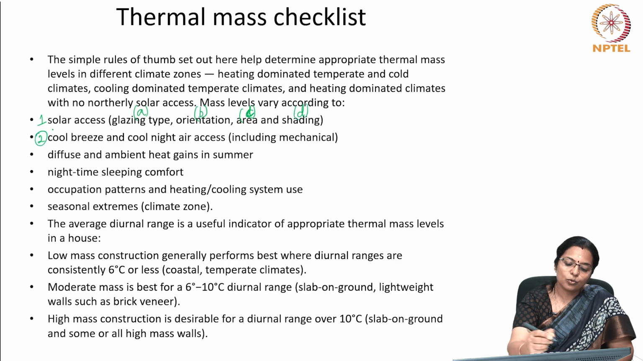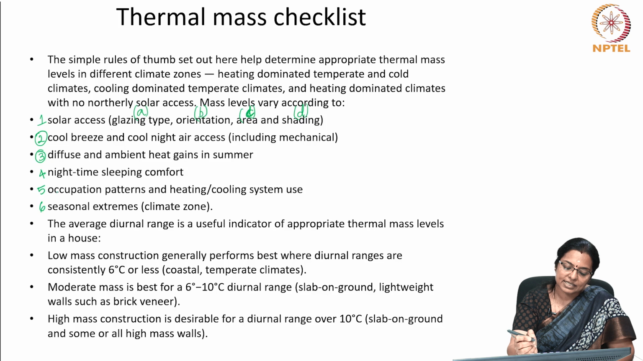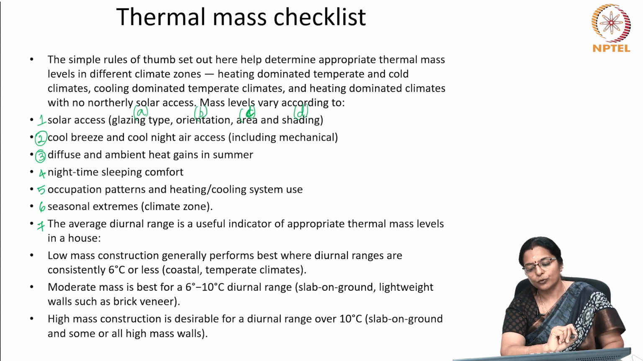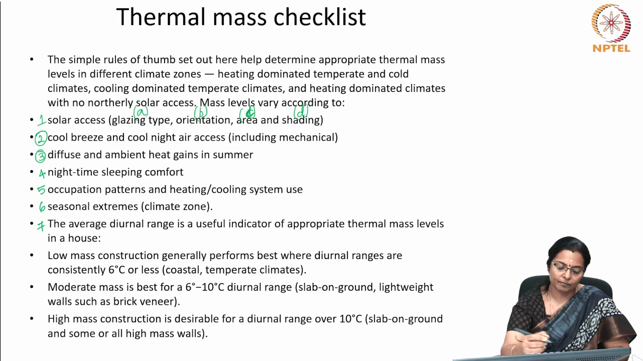Second is cool breeze and cool night axis, including mechanical. Third is diffuse and ambient heat gains in summer. Fourth is nighttime sleeping comfort. Fifth is occupation patterns and heating or cooling systems use. Sixth is seasonal extremes of climate zone. Seventh is the average diurnal range as a useful indicator of appropriate thermal mass levels in a house.